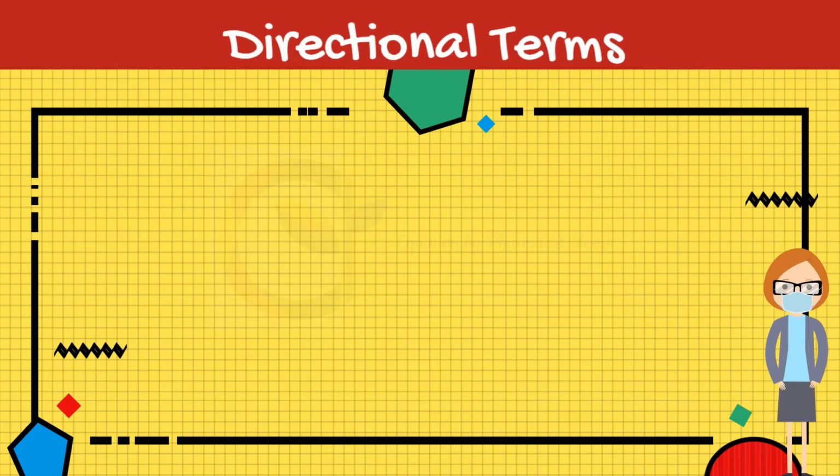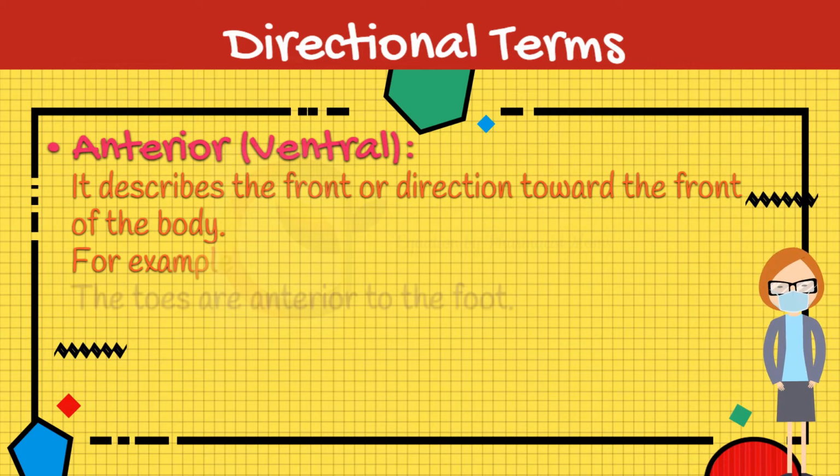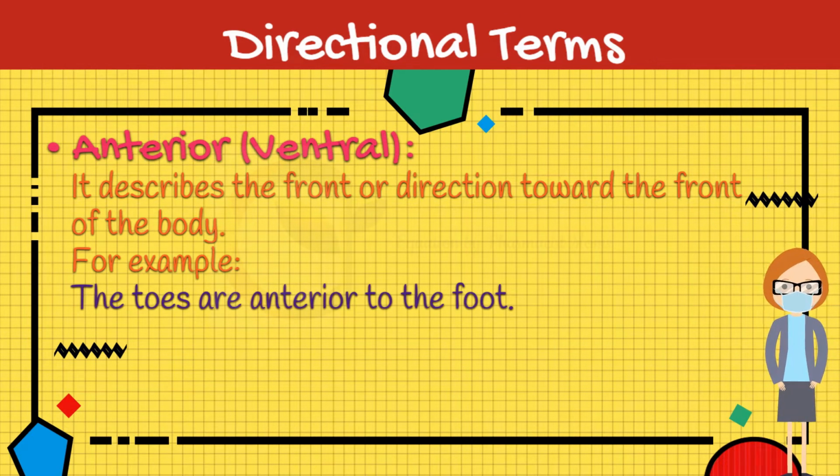Next, we will talk about the directional terms. Certain directional anatomical terms are used for describing the relative locations of different body structures. We will discuss them one by one. Anterior or ventral. It describes the front or direction toward the front of the body. For example, the toes are anterior to the foot.